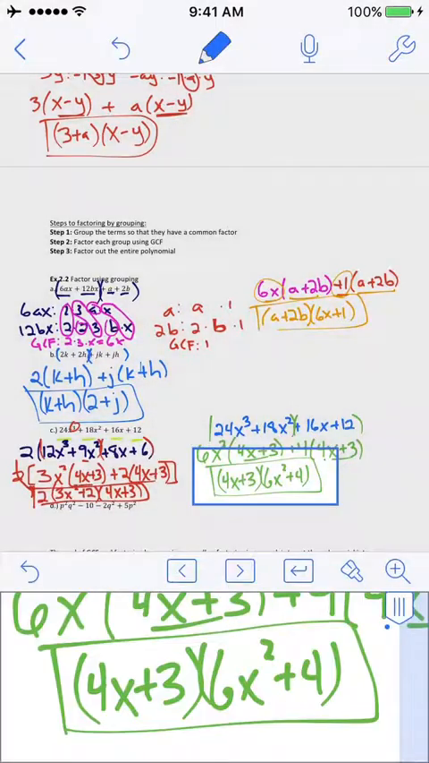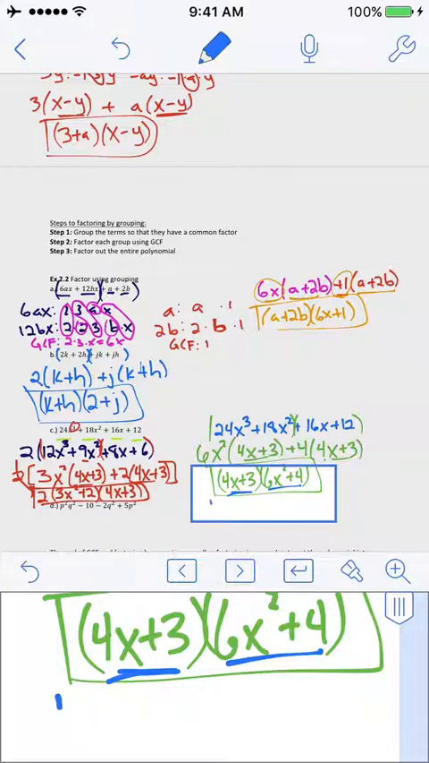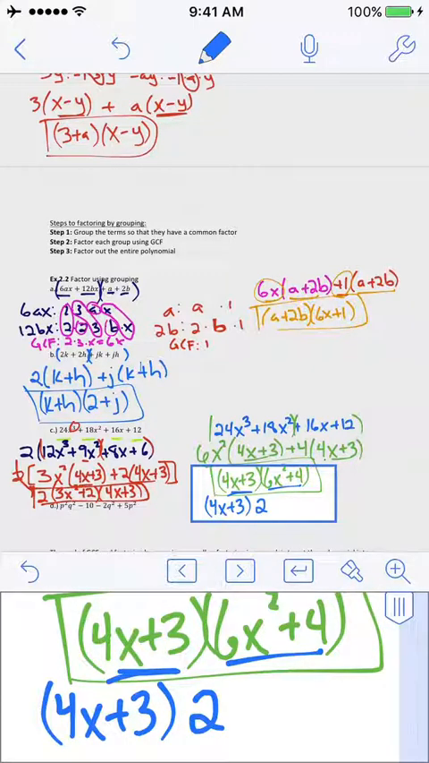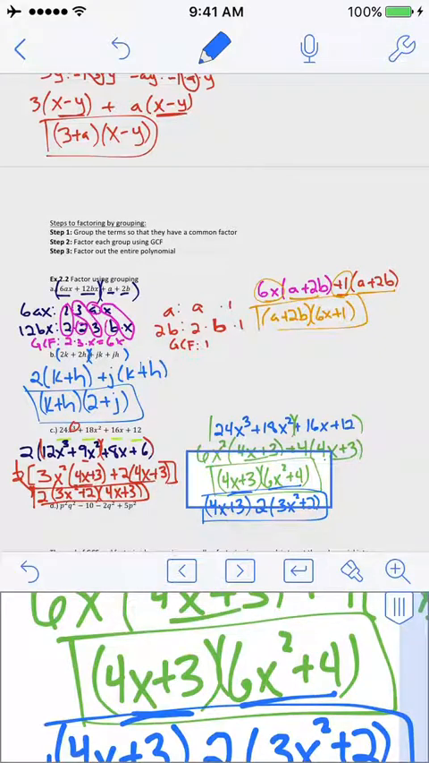Well, take a look closely. This one, 4x plus 3, definitely prime. That one, not so prime, right? 6 and 4 still have something in common. 6 and 4 have 2 in common. So we still have this one, nice and prime for us. But these guys have a GCF of 2. And when you take that out, you get 3x squared plus 2, and now you have the exact same thing. So if you do forget it, it's okay. Just don't forget to double check, okay?